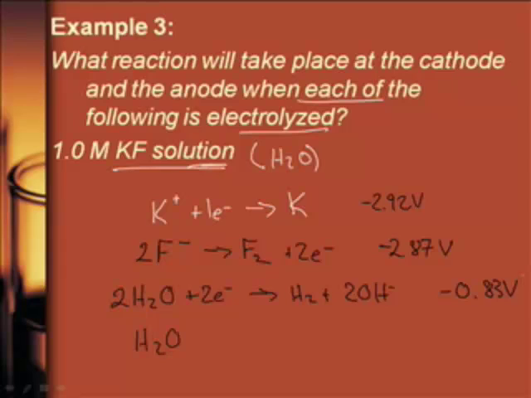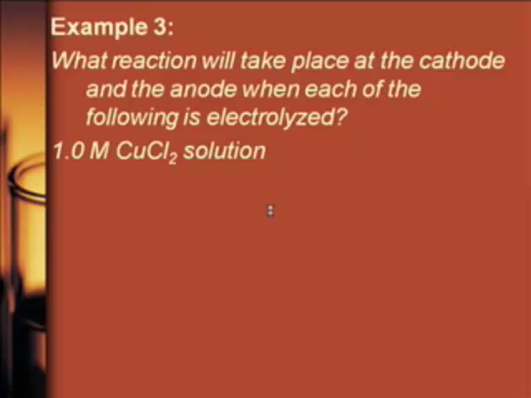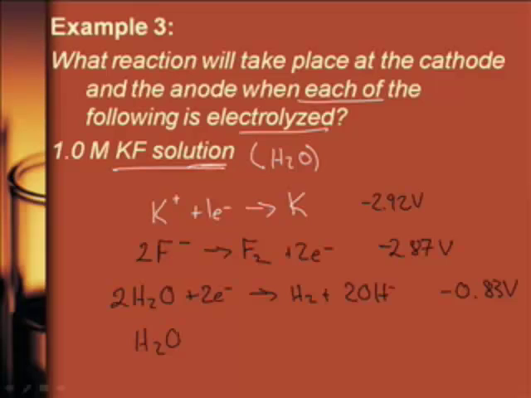Then we need to find the other water one, and I believe it's right here, 1.23 volts, positive. It's the reverse reaction now: 2 H2O becomes O2 plus 4 H pluses and 4 electrons. So flipping it, it'll be negative 1.23 volts.